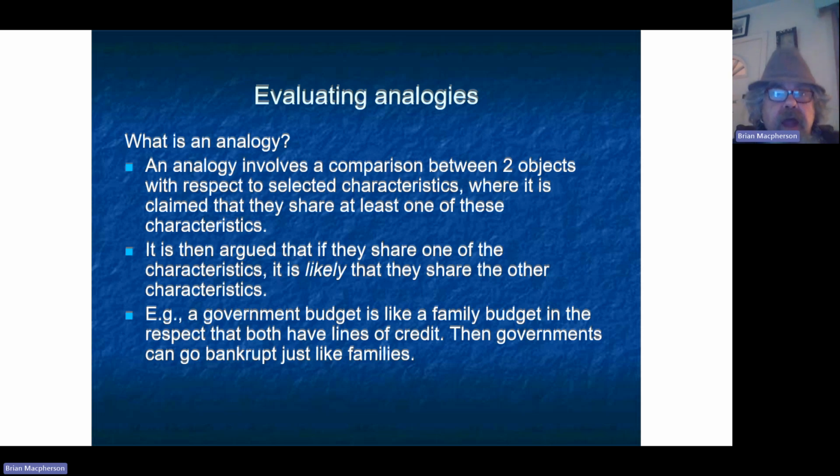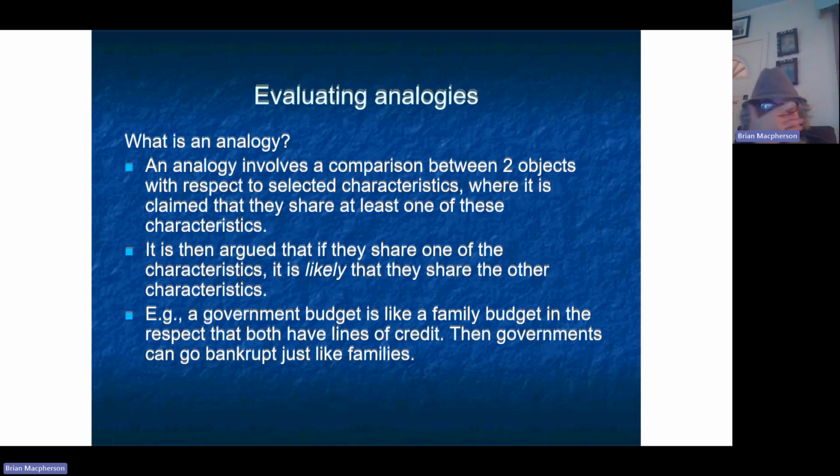Here's an example I have at the bottom of this slide, the first example of an analogy. It goes as follows. A government budget is like a family budget in the respect that both have lines of credit. Then governments can go bankrupt just like families. So what do you think? Is that a good analogy or a bad analogy?